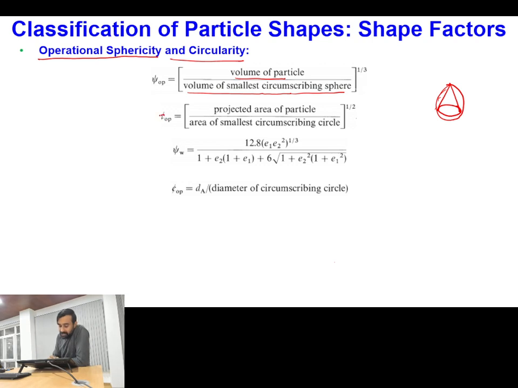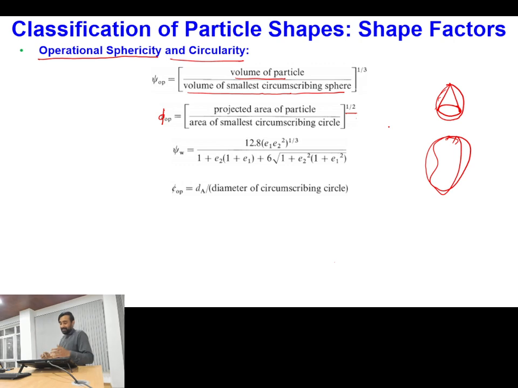Then we have operational circularity. Operational circularity is the projected area of the particle. If you take the projection of a particle, whatever its projected area is, divided by the area of the smallest circle which fits this particle. If you take the ratio to the power of 1/2, these are called operational sphericity and operational circularity.